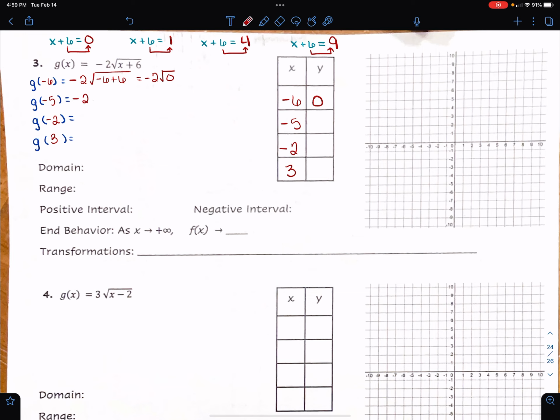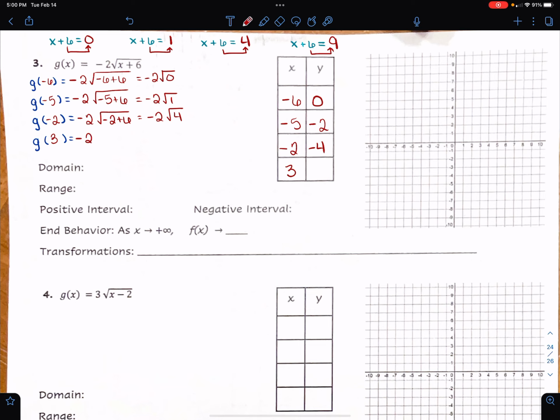Here I have negative 2. Substitute in negative 5 plus 6. And that gives me negative 2 radical 1. Square root of 1 is 1 times negative 2 gives me negative 2. Then I have negative 2, and I have negative 2 plus 6. Negative 2 on the outside, radical 4 on the inside. Square root of 4 is 2. 2 times negative 2 gives me negative 4.